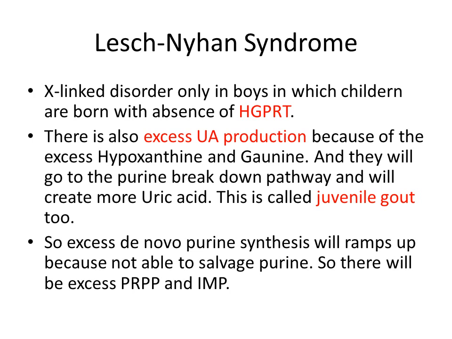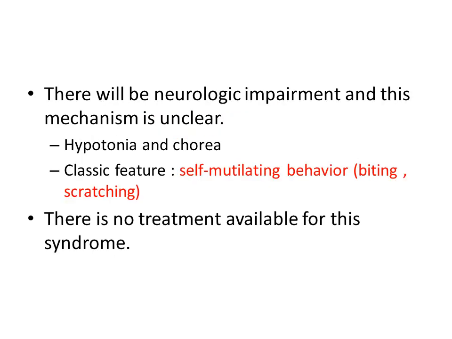So excess de novo purine synthesis ramps up because it is not able to salvage purines, so there will be excess PRPP and IMP. There will be neurological impairment, and the mechanism of how the neurological impairment occurs is unclear. The neurological impairments are hypotonia and chorea. The classic feature is self-mutilating behavior like self-biting and self-scratching. Sadly, there is no treatment available for this syndrome.